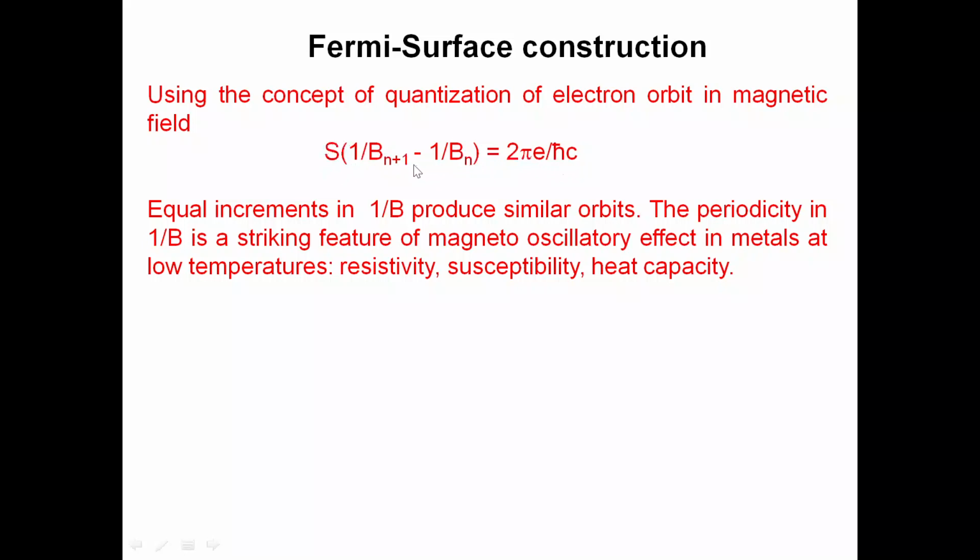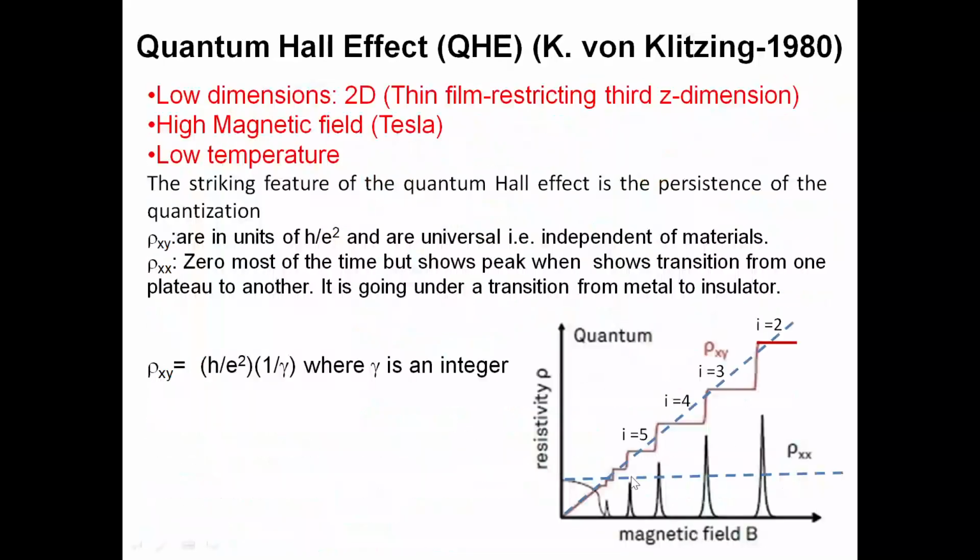What does it mean? The periodicity in 1 by B is a striking feature of the magneto-oscillatory effect in metals at low temperatures. Magneto-oscillatory effect means that if we measure resistivity, susceptibility, heat capacity or other parameters, we have an oscillatory effect: after a certain increment of 1 by B, we will get an oscillation. That is what we are getting here, oscillating with respect to B.